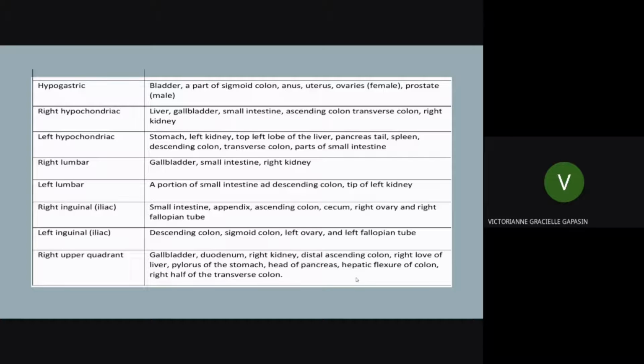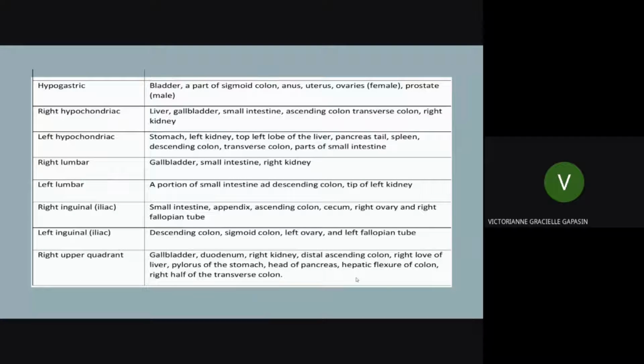Right hypochondriac: liver, gallbladder, small intestine, ascending colon, transverse colon, right kidney. Left hypochondriac: stomach, left kidney, liver, pancreas, spleen, descending colon, transverse colon, and a part of small intestine. Right lumbar: gallbladder, small intestine, right kidney. Left lumbar: a portion of small intestine and descending colon, and a tip of left kidney.